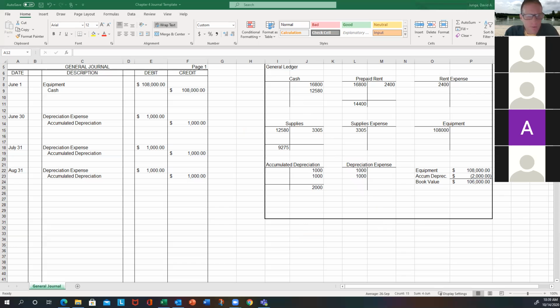Any other thoughts? I want to get to at least a couple more. I want to try to show you guys the worksheet today too, to show you how that works. But does anybody have anything else that they have a question about?